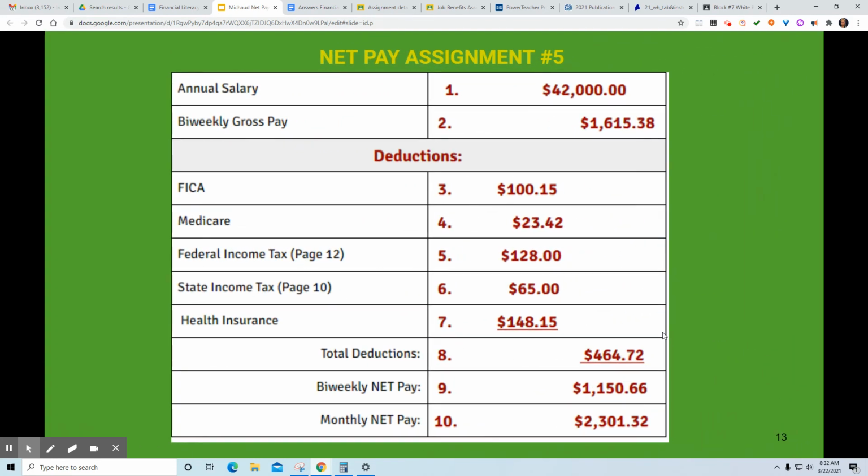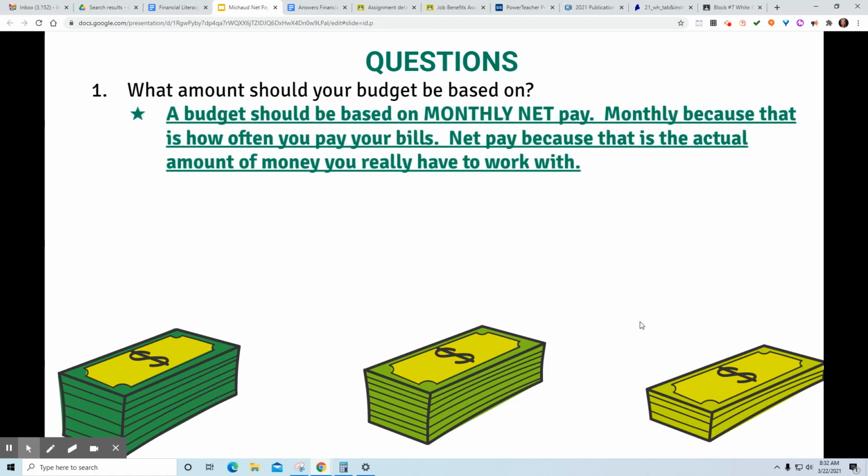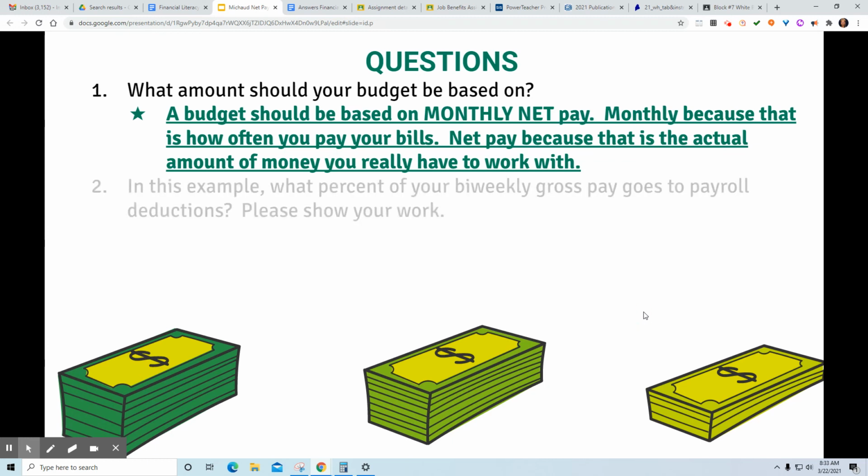We're not quite done. We have 2 questions at the bottom of the page to do. And here they are. Question 1. What amount should your budget be based on? The answer is a budget should be based on the monthly net pay. Monthly because that is how often you pay your bills, and net pay because that is the actual amount of money you really have to work with.